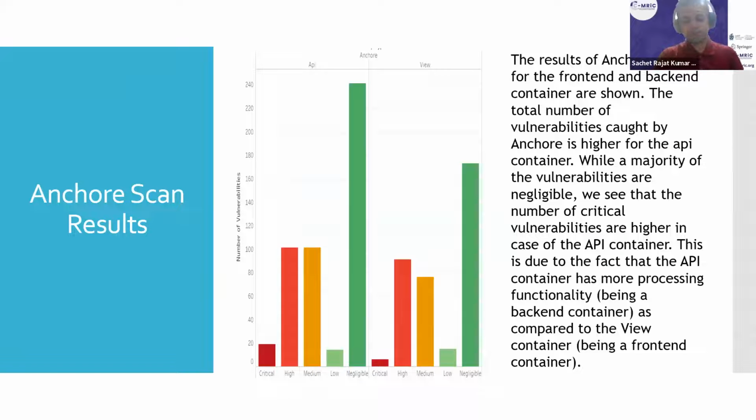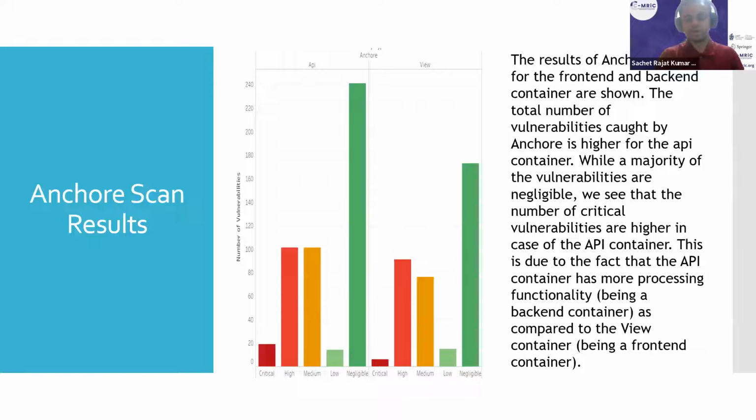So coming back to the static analysis phase, these are the results that we get from the Anchore scan. Since I mentioned that we had two containers to test, we call the backend container the API container, and we call the front-end container the view container. In the API container, you see a significantly higher number of vulnerabilities caught, although they are negligible, but that's still a considerably higher number than the view container. That's because we have a lot more processing functionality in the backend container as compared to view. Hence, we see a much larger number.